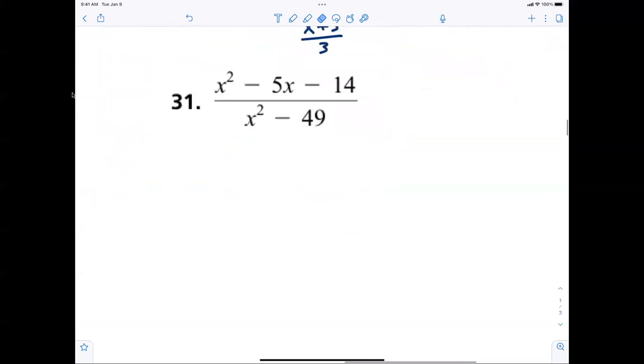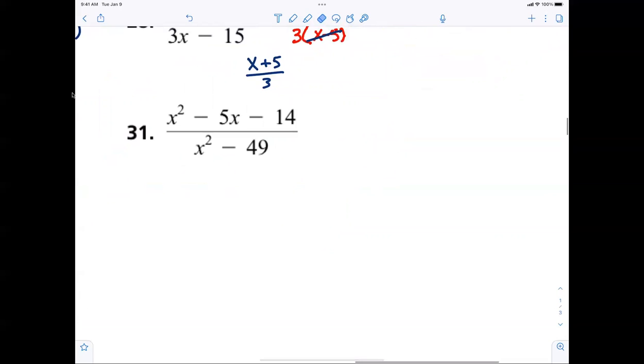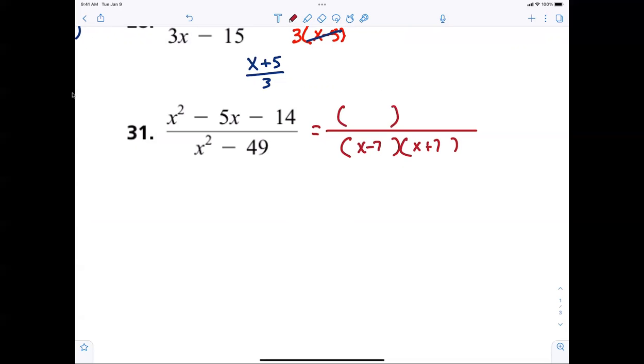All right, so here we go, 31. Now, which one's easier to factor? The bottom. So what does the bottom factor to? X minus 7, X plus 7. Exactly, X minus 7 and X plus 7. So that's going to make the top easy. It's either going to be what? It's going to be X minus 7 or X plus 7.